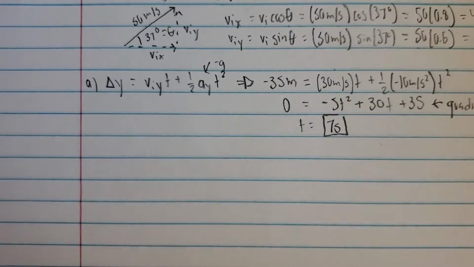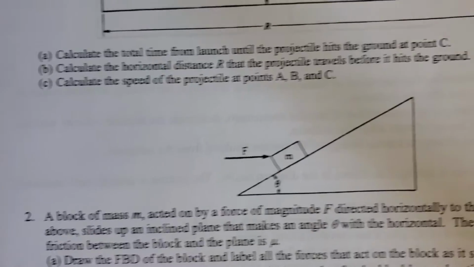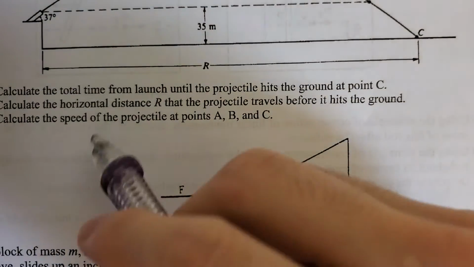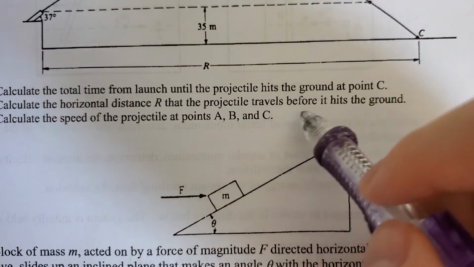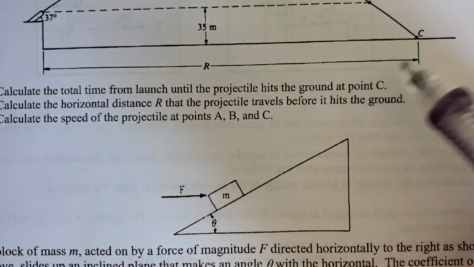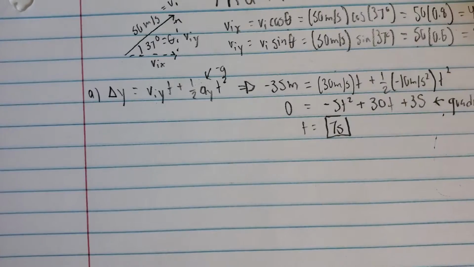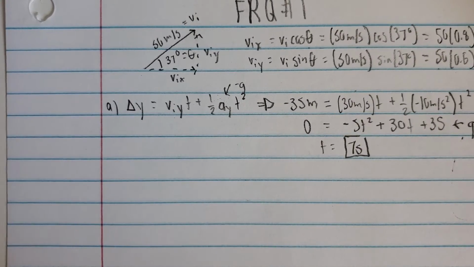Okay, that's part A. Now part B wants me to calculate the horizontal distance r that the projectile travels before hitting the ground. So basically this whole thing. Okay, so since I found the total time of flight, this is quite easy.